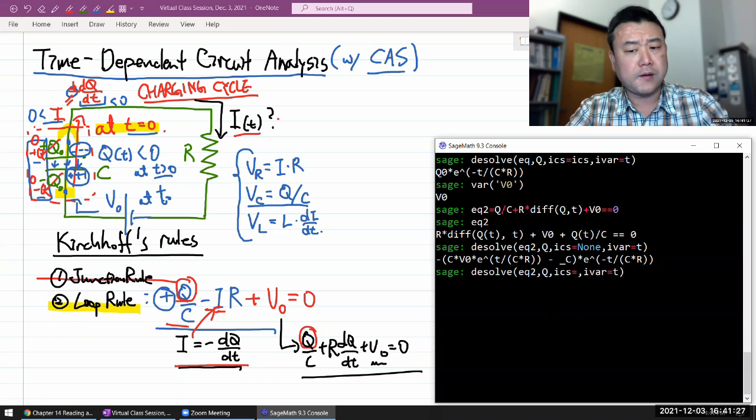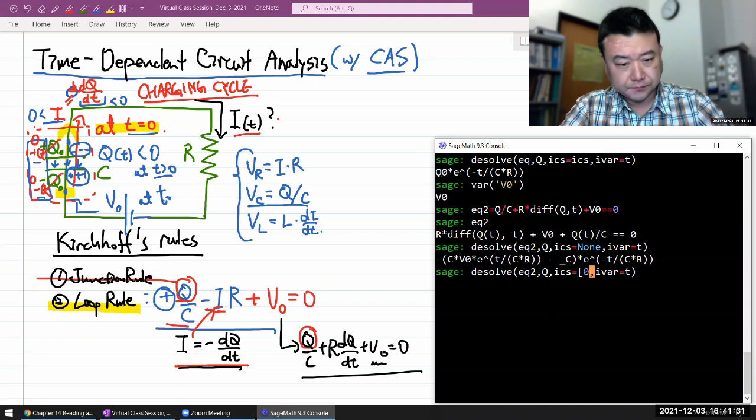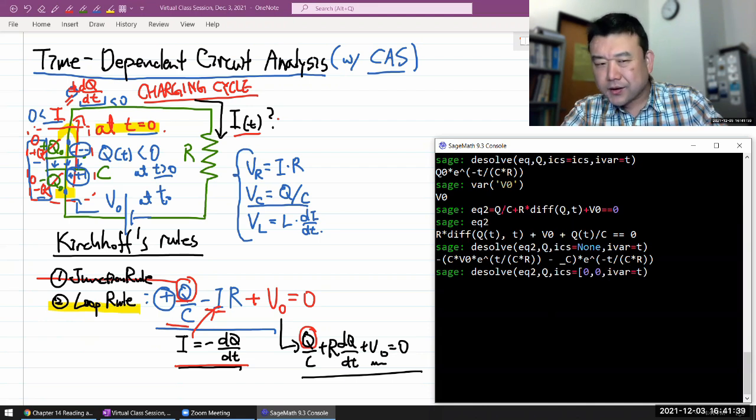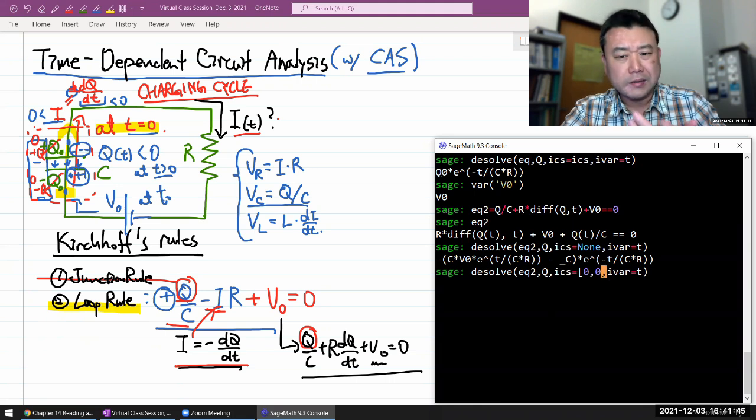At time equals 0, I'm going to have the amount of charge equal to 0. And I think I can take a guess at what my current will be, but I don't think I need to plug that in because this is a first order. Let's give that a try.